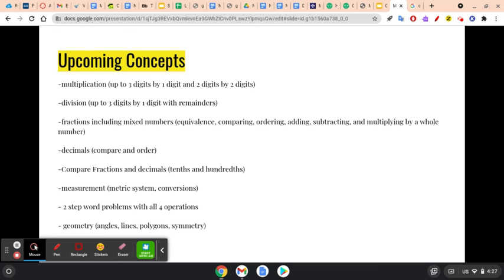We will just include that throughout the year, and that will be with all 4 operations. They will have some word problems that may mix up addition and then multiplication, or subtraction and then multiplication. So if you could work on some of these multi-step problems at home, that would be really good for them to get more practice. And then we will be going over geometry, and that will focus on angles, lines, polygons, and symmetry.